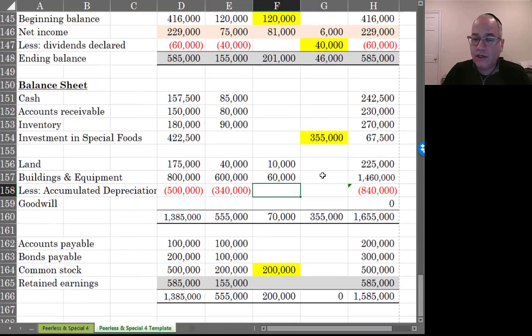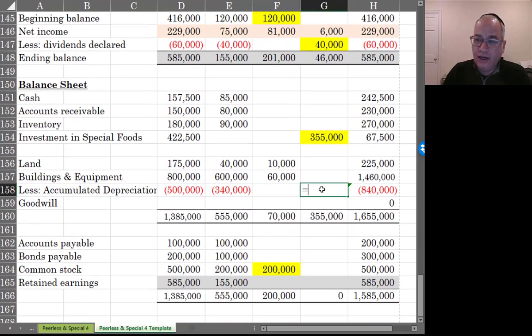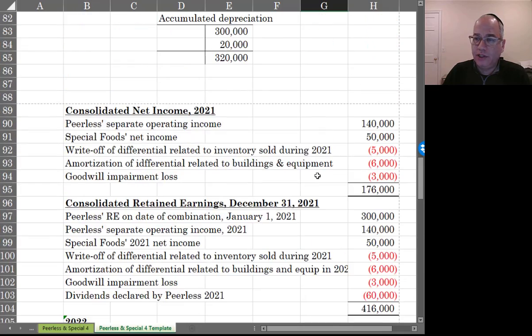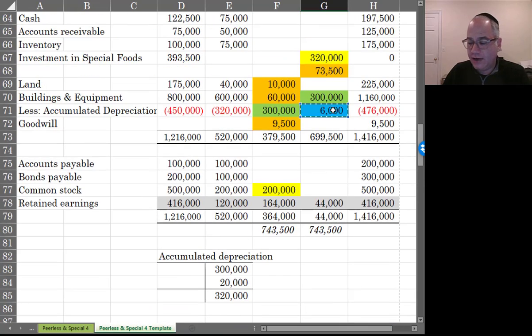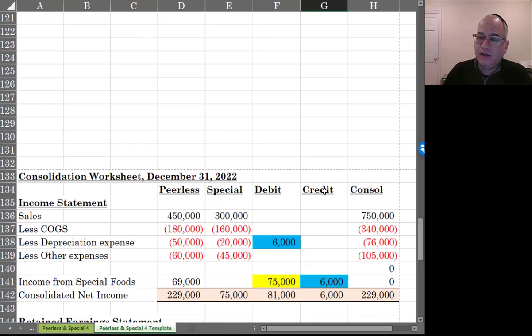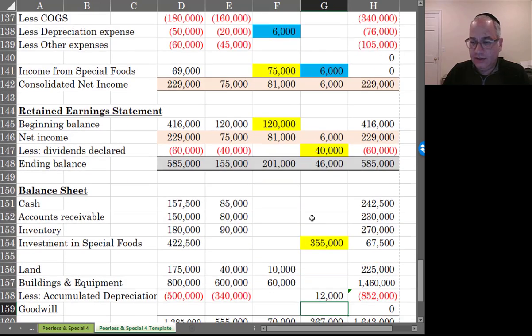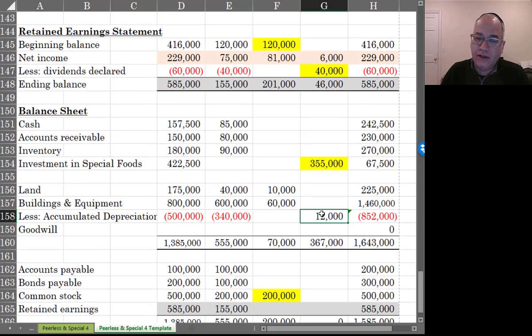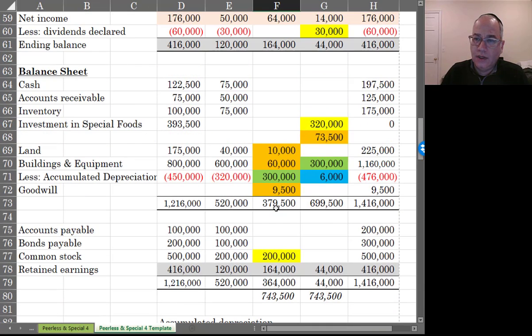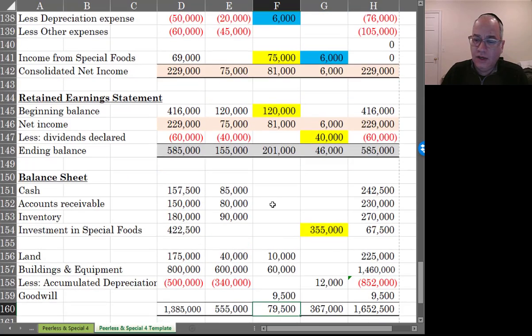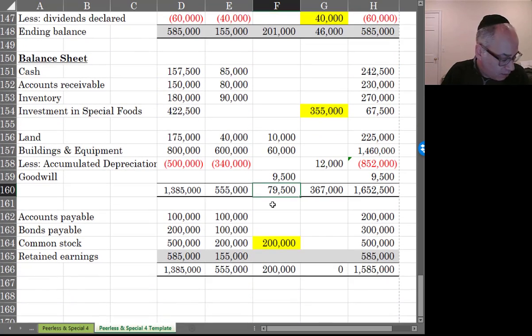I need to record 2 years of depreciation on here. That would be last year's depreciation of 6,000 plus this year's depreciation of 6,000, or 12,000 in accumulated depreciation. I've also got to book this goodwill. Goodwill was cut down to $9,500, so I'm going to debit goodwill for $9,500.